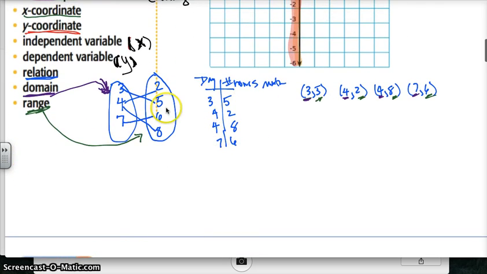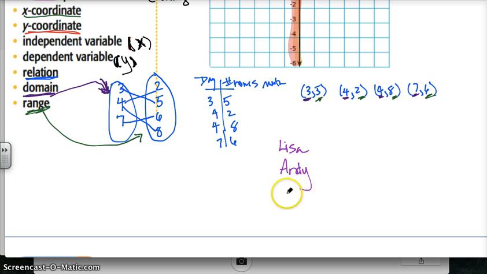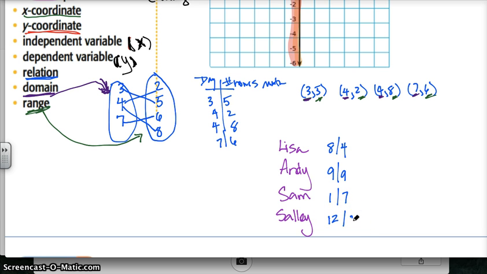My favorite example to use with students is birthdays. So if I list a bunch of friends, like my friend Lisa, these are not real people, by the way, my friend Andy, my friend Sam, and my friend, I don't know, Sally. All right. Yeah, I spelled Sally like that. If I map each of these people to their birthday, Lisa's birthday, again, made up people, is August 4th. Andy's birthday is September 9th. Sam's birthday is January 7th. And Sally's birthday is December 23rd.